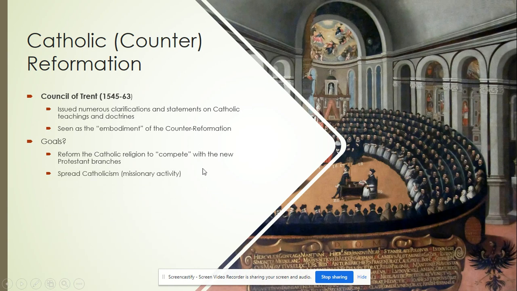So competing with the new Protestant branches, spreading Catholicism with this missionary activity to the Far East, to Asia, Southeast Asia, South Asia, but also, of course, to the New World, to the Americas.